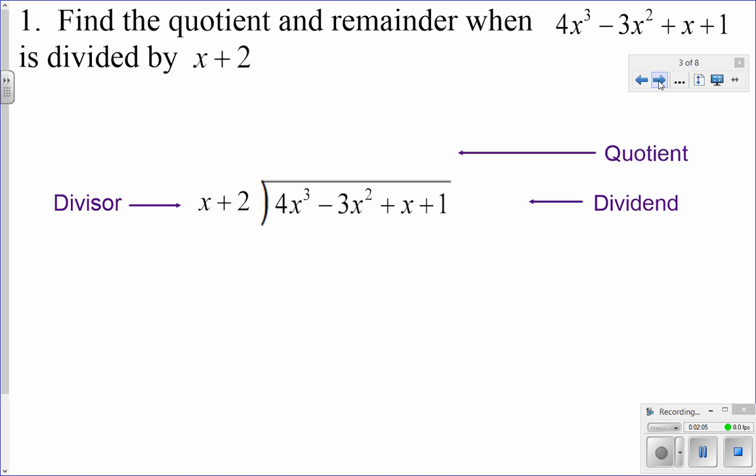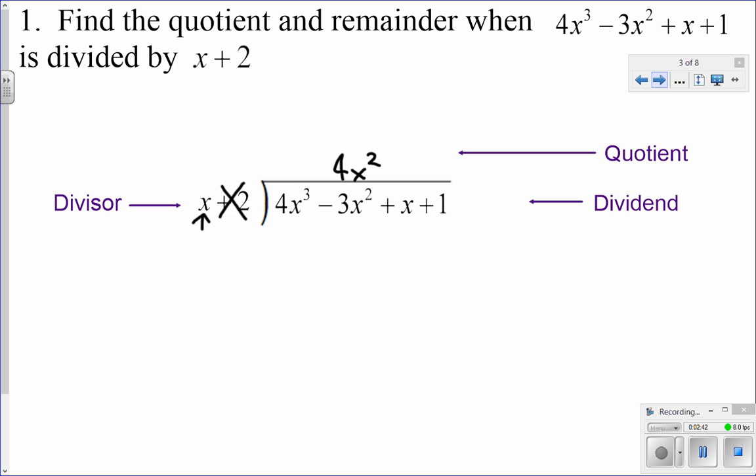So let's look at our first example here. Our divisor is x plus 2. Our dividend is 4x cubed minus 3x squared plus x plus 1. So the first thing that I'm going to do is I cover up that and I just think about x. And I say x times what is 4x cubed? Or how many times does x go into that? Well, I can do 4x squared because 4x squared times x is 4x cubed.